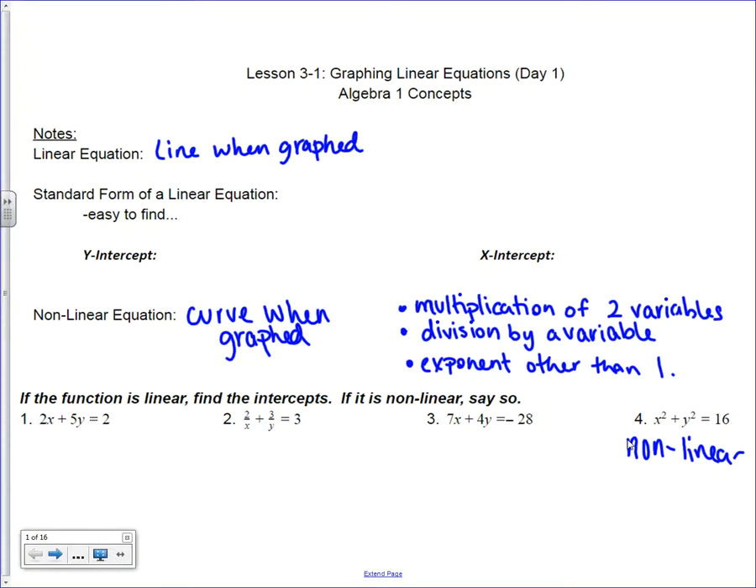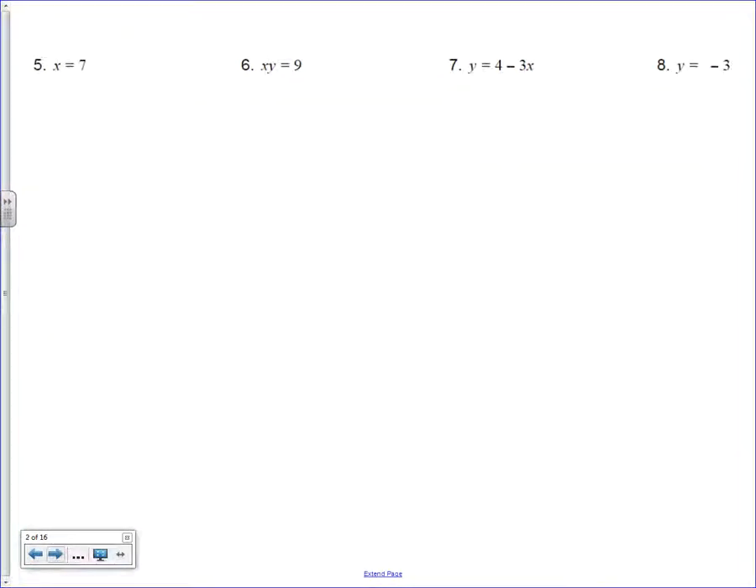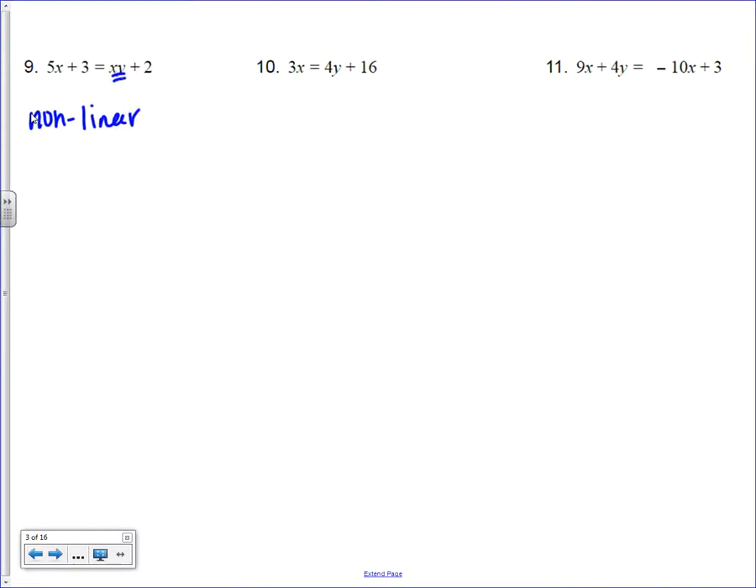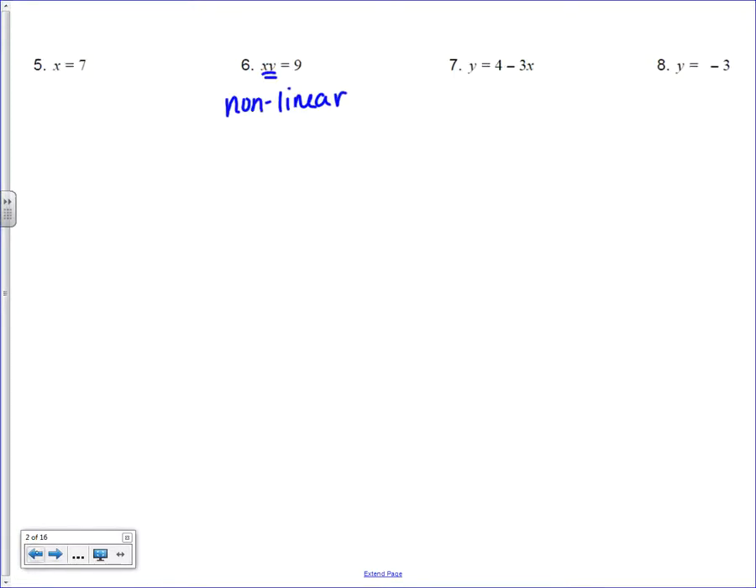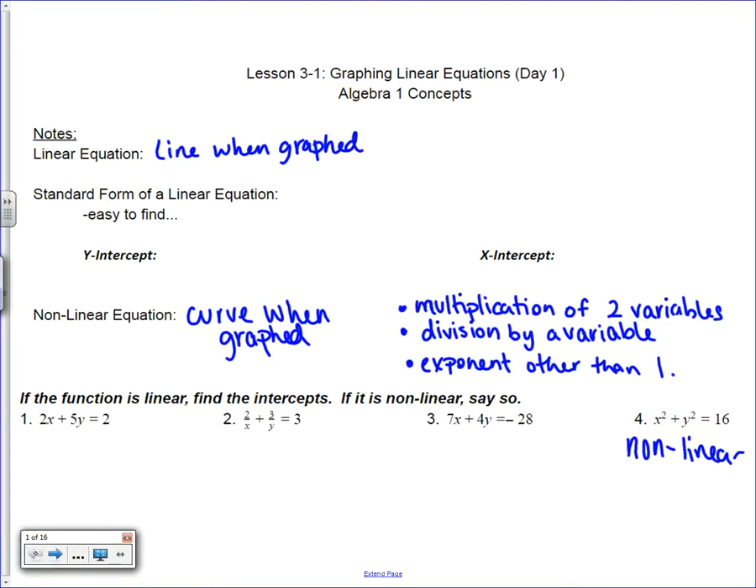She's also telling me number 6. Why number 6? You guys see how the x and y are being multiplied? Everybody see that? That means it's going to be non-linear. It's going to be some kind of funky curve. What other one are you telling me? 9? Let's look at 9. Why 9? Well, they're being multiplied, right? And there's one more. You say number 2? Why is number 2 nonlinear? Division by a variable.